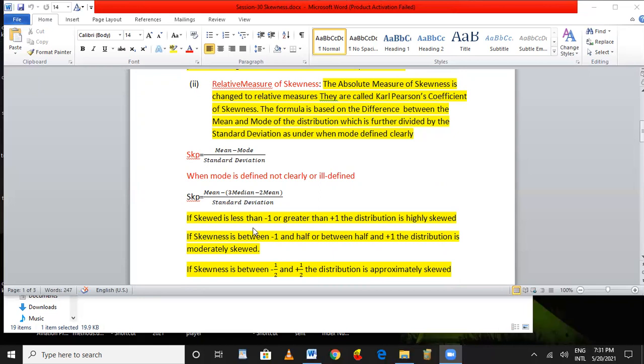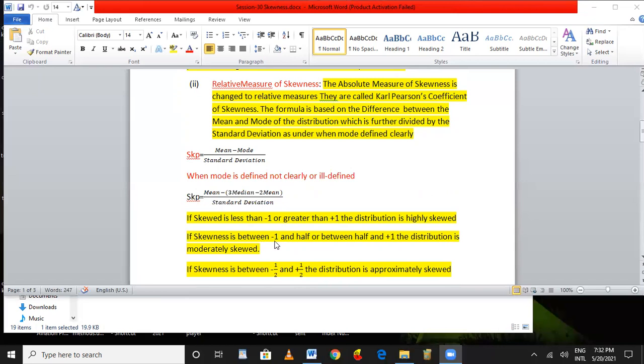If skewness is less than -1 or greater than +1, the distribution is highly skewed. Here skew means the direction, whether symmetrical or not. We call this highly skewed if we get the skewness as less than -1 or greater than +1.